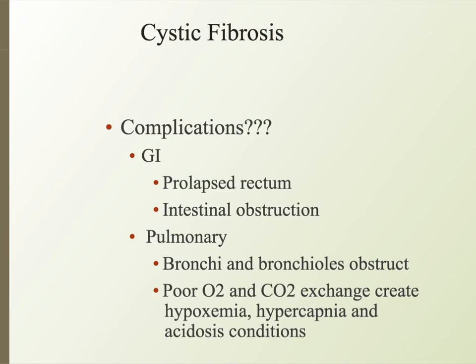Their pulmonary system has the biggest issues. Bronchi and bronchioles obstruct with that thick mucus, making it very hard for them to expectorate and very hard for them to breathe. A retained mucus is therefore a good medium for bacterial growth, so they're going to end up having lots of bacteria growing, which then leads to pseudomonas or pneumonias. It's a dark, warm, moist medium. It could also be a good host for MRSA.